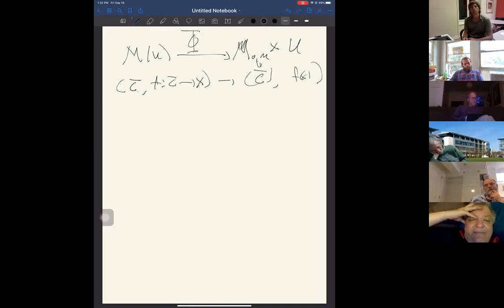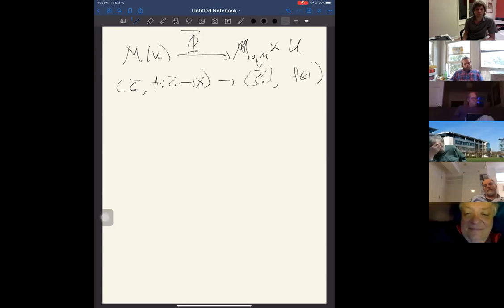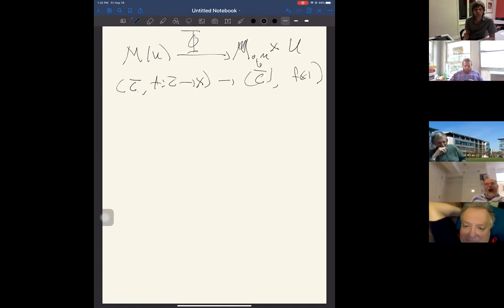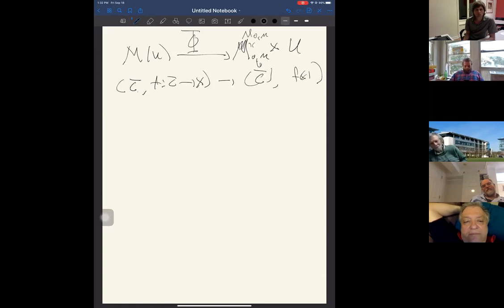This is crucial, so I hope you see what we're talking about. We're just looking at a space of pairs of a curve with a bunch of points on it, and a map of that curve into X. And what's this map? I just remember the domain, which is a P1 with a bunch of points. That means this is M0M, everybody's favorite thing. And this is U, my variety, and then I go where the last point goes.